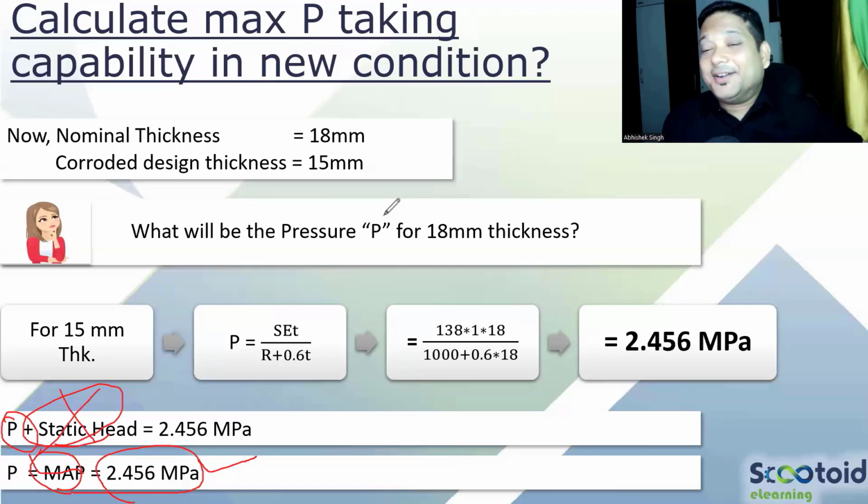Make sense? Now, why are we calculating this? Just to summarize why MAP is calculated. See, these MAWP and MAP are calculated for hydro testing, to get the hydrostatic test pressure. There are different methods to get the hydrostatic test pressure calculation. So these are the methods which are used.